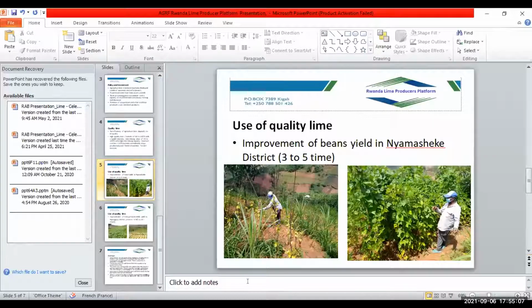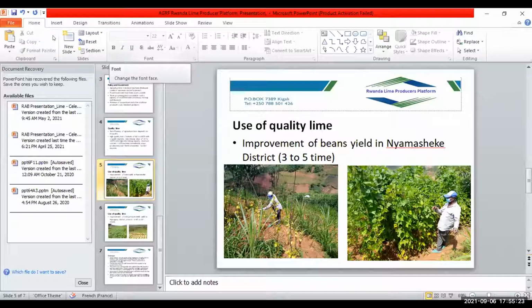Very good. So thank you very much, Celeste, for sharing the insight from Rwanda. It's very impressive to see the yield differences for crops such as climbing beans and potatoes in Rwanda. And this is not a surprise, actually.